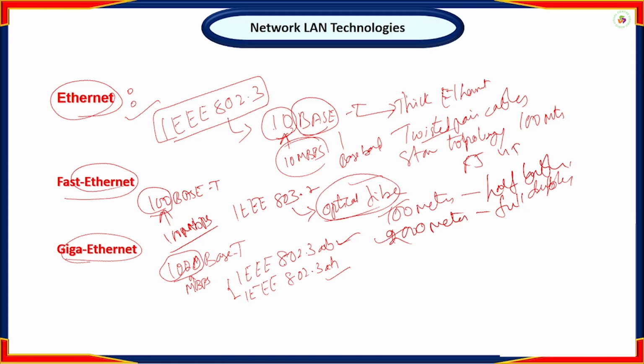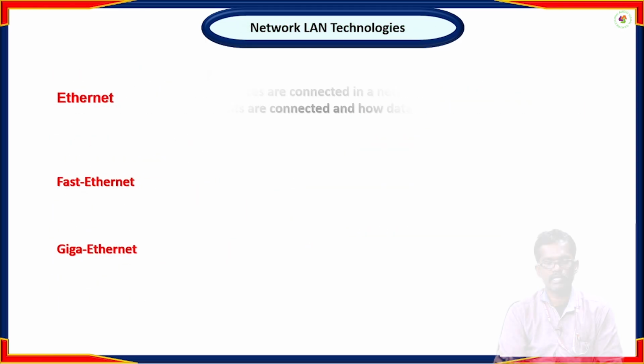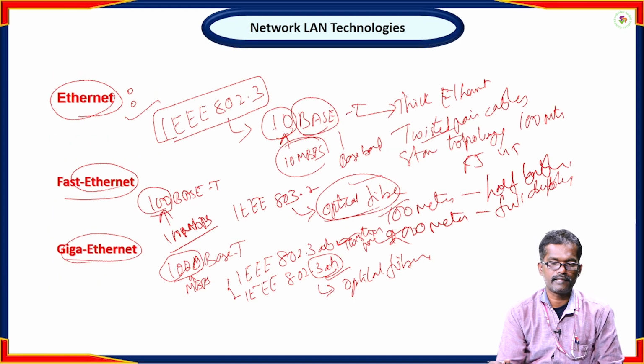For IEEE 802.3ab, which type of cable can be used here? For 802.3ah, we have optical fiber cables. For ab, we can use UTP, twisted pair cable. That is what is going to be used in Giga Ethernet. This is regarding the Ethernet LAN technologies: Ethernet, Fast Ethernet, and Giga Ethernet. Based on the IEEE protocol, the speed varies.